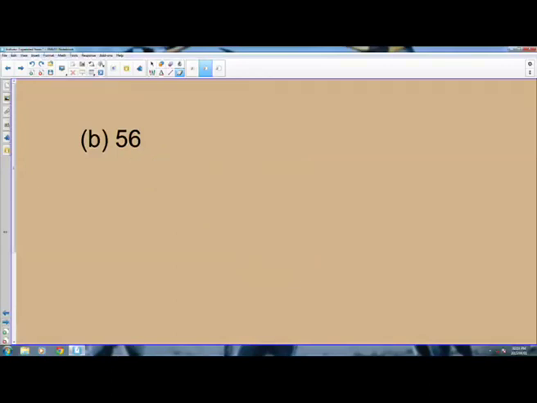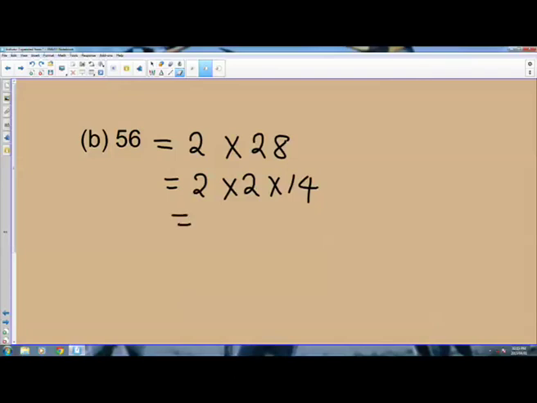Now, we are to express 56 as a product of its prime factors. This will be 2 times 28. And then 28 is not a prime number. So we have to look for the factors such that they are prime and they can go into 28. This will be 2 times 2 times 14. 2 times 14 is 28. And then we have to go on and say this is 2 times 2.